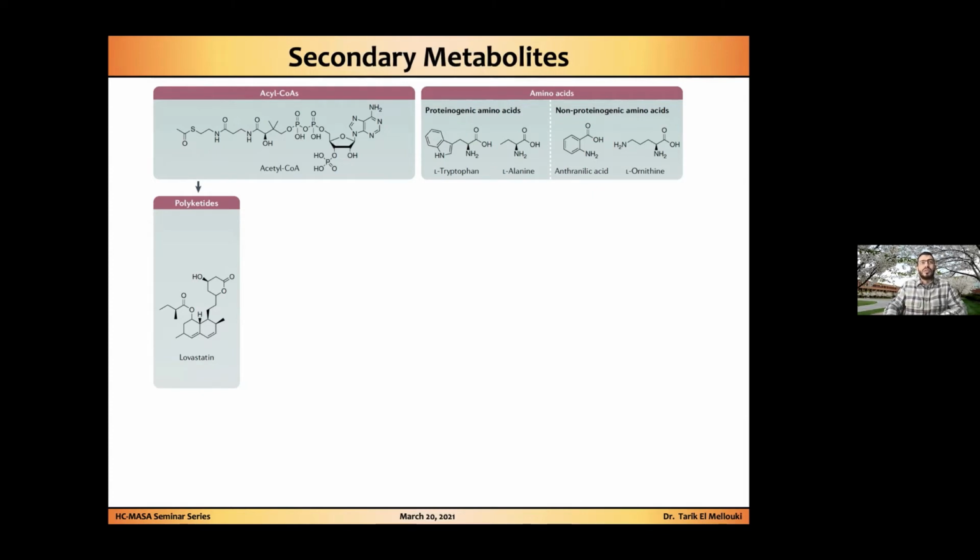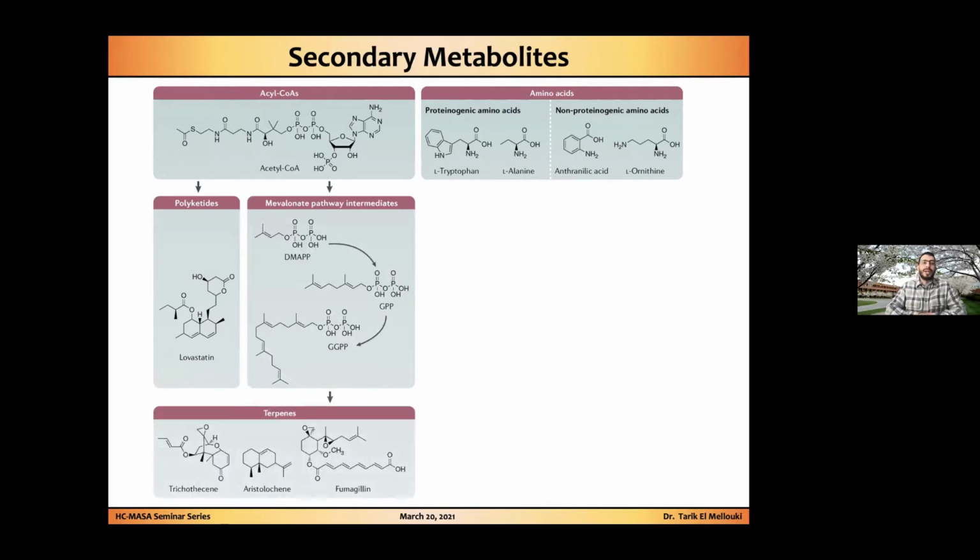Other molecules derived from acetyl-CoA that are secondary metabolites are terpenes. And so these go through mevalonate pathway intermediates before you can produce these terpenes. So there's a large number of them. I'm not going to go into any specific one of them.